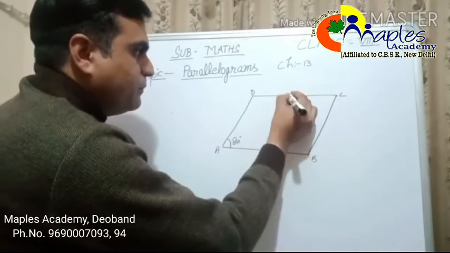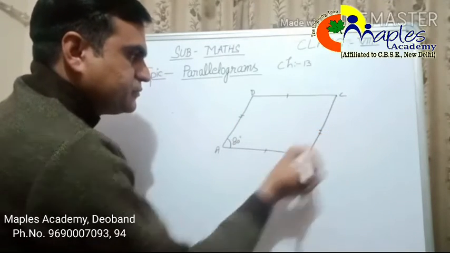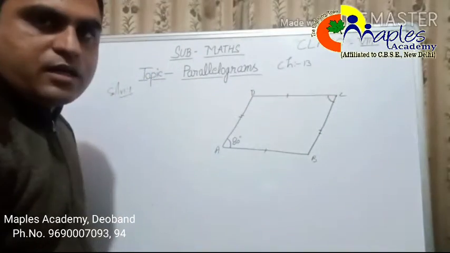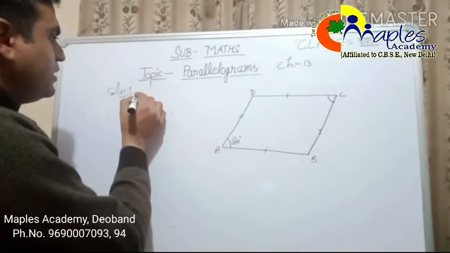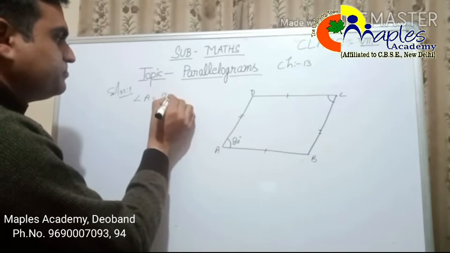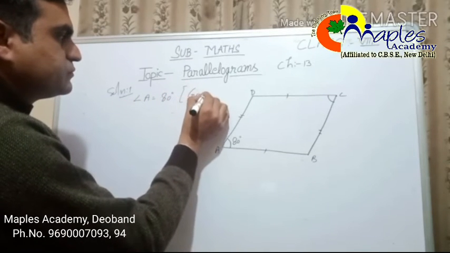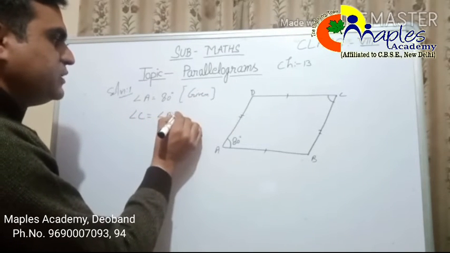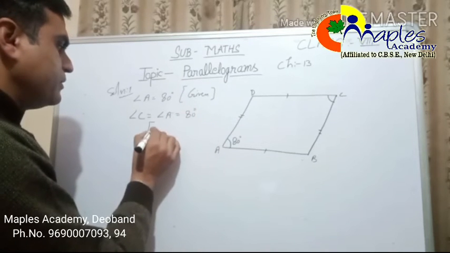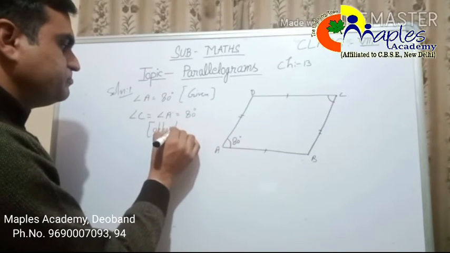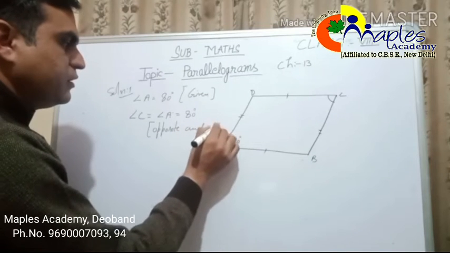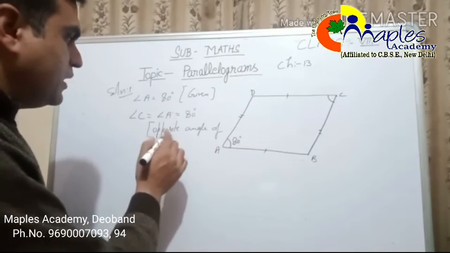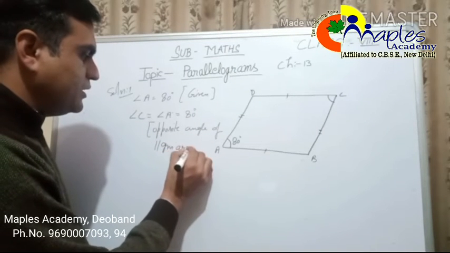In a parallelogram, opposite sides are equal to each other. And what can we say about opposite angles? Obviously, opposite angles are equal to each other. That's why angle A is given as 80 degrees. It is given. Now angle C is also equal to angle A, is equal to 80 degrees. By which property? Opposite angles of a parallelogram. This is the short symbol to write parallelogram. Opposite angles of a parallelogram are equal.